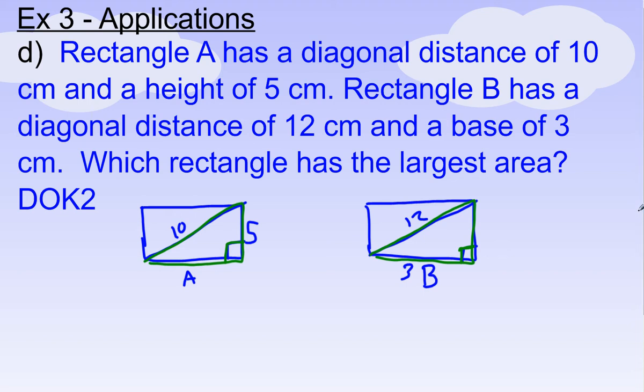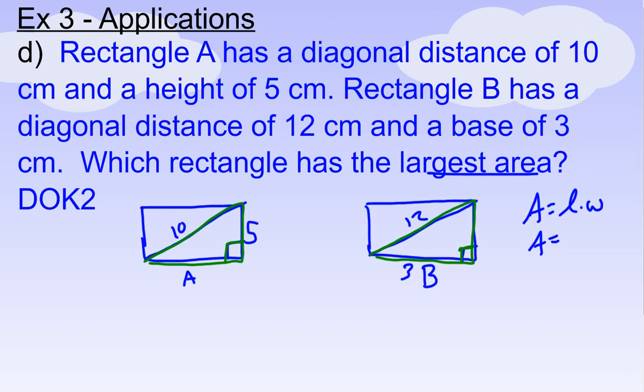But we're trying to find out which rectangle has the largest area. The area of a rectangle, the thing that we want in the end, is length times width. For both of these, I know one of those pieces. This one has a width of 5. This one has a width of 3. But for both of them, I'm missing the other piece. I need the length and the width, and I don't have it. But using the Pythagorean theorem, we can find it for both of them.